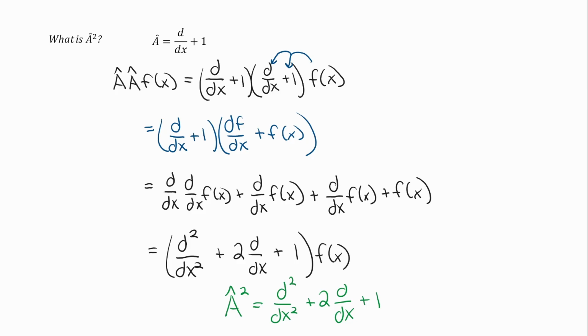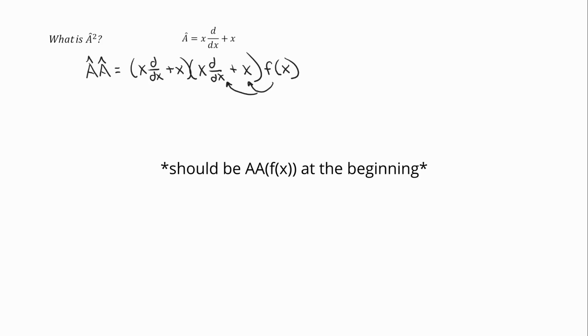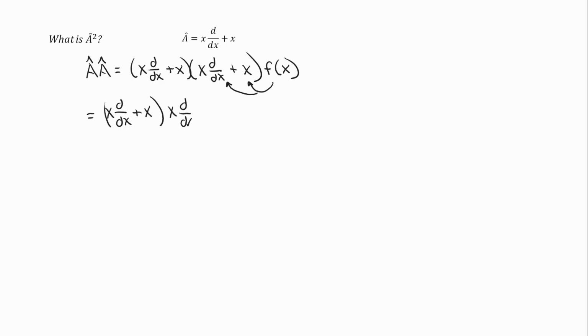Let's move on to another practice problem, where it's going to be even more complicated. So here our operator actually has a lot more x terms, so this is actually going to involve a lot of the product rule. So we're going to see that here now. So we're going to apply our operator twice on our eigenfunction. We're going to have x times d over dx plus x, times d over dx plus x. And again, the order matters that we apply this, and we have to go from left to right. So if we apply this f of x onto these two terms, we're going to have x d over dx plus x multiplied by x d over dx of f of x plus x times f of x.